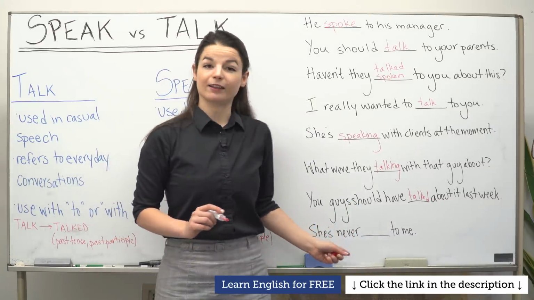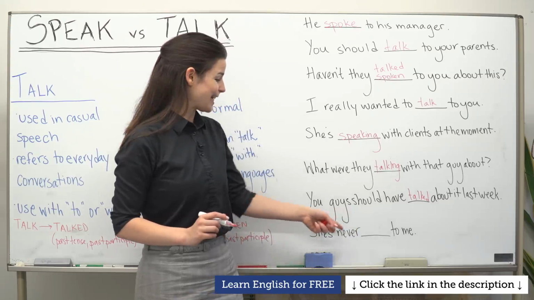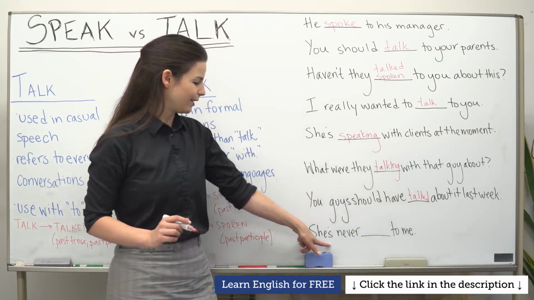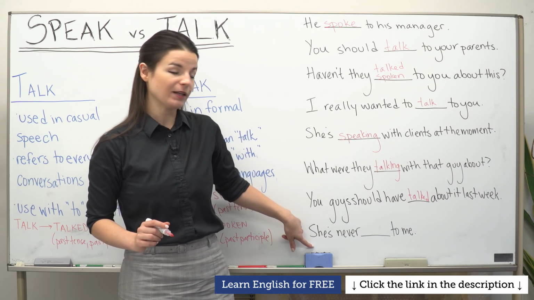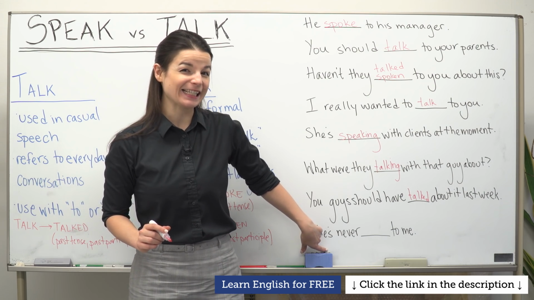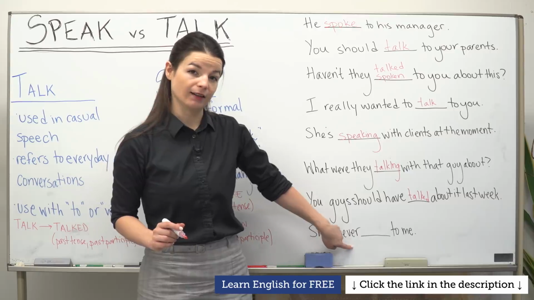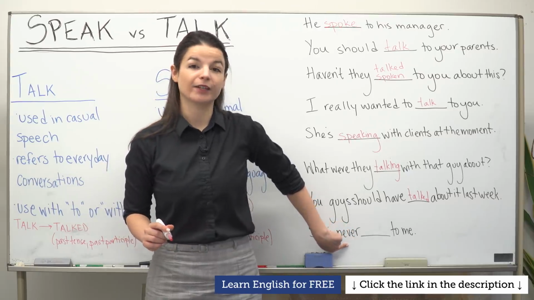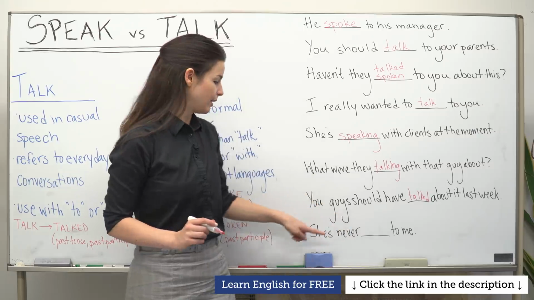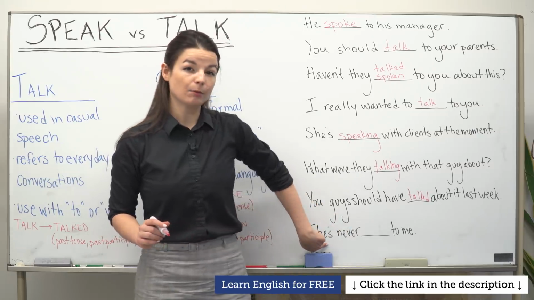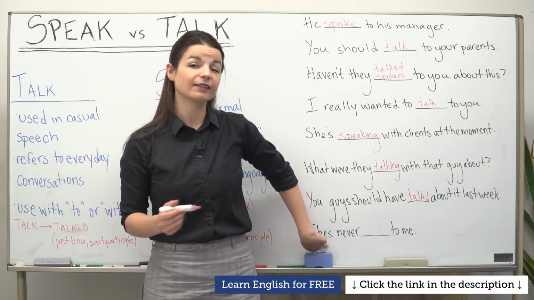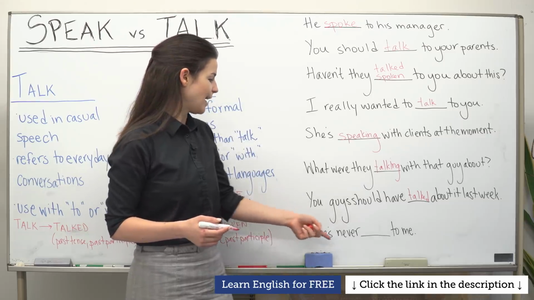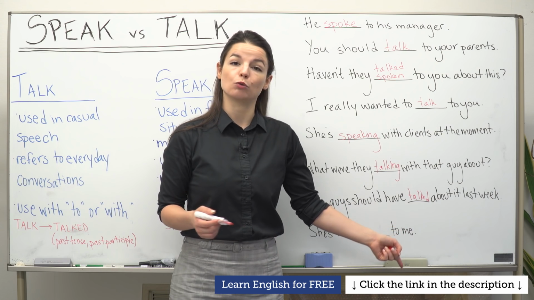Okay, let's look at the last one then. She's never, blah, blah, blah, to me. So she's, this is an interesting contraction. Be careful. It's not she is never. Never is a big hint here, yeah? We know that never, we use never a lot in present perfect tense sentences. So she's here does not mean she is. Instead, this is the contracted form of she has. So here, she has never something something to me.